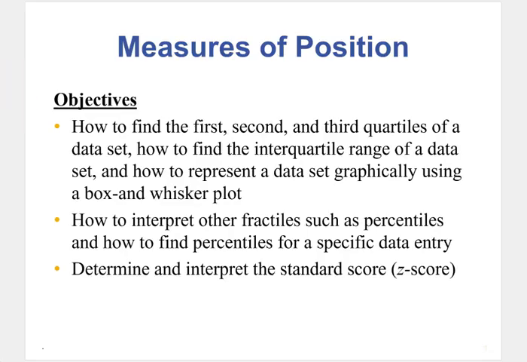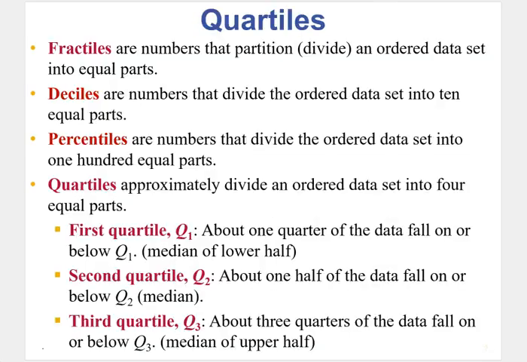All right, our first measure of position that we are going to discuss is called quartiles. Quartiles are part of a larger group called fractiles. Fractiles are just when you take your data and partition it or divide it into a certain number of equal parts. So 5 parts, 6 parts, 7 parts, however many parts you want. The most popular ones are deciles, where you cut the data into 10 equal parts, percentiles, where you divide into 100 equal parts, and quartiles, where you divide into 4 equal parts.